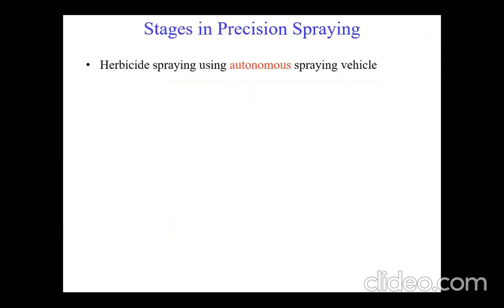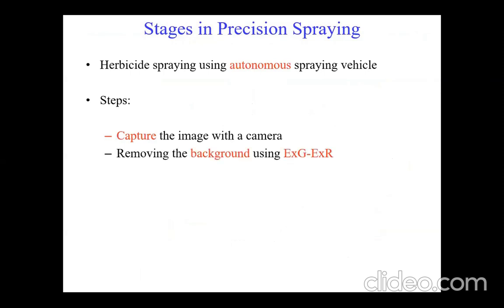So what are the different stages we are supposed to follow for this particular precision spraying? Here I have taken 3 steps. The very first one is we want to capture the image from the field, and whenever I take an image from a field, it is going to have the background. You may have your soil. In addition to that, we are going to have the plant. Here the plant includes your crop and the weed.